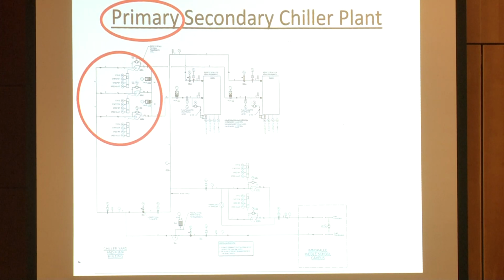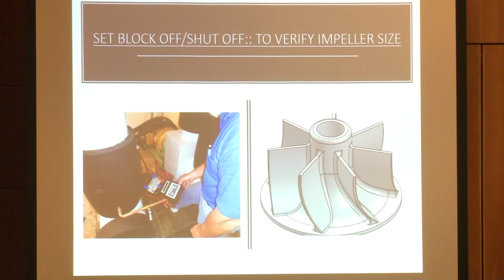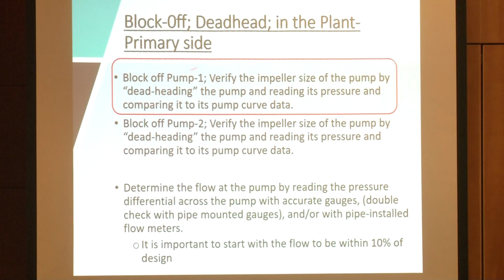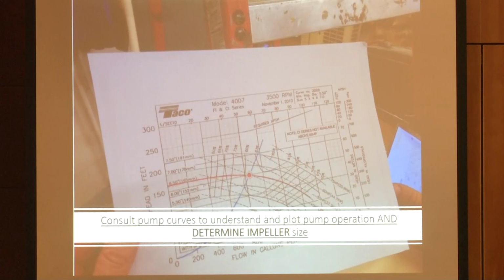So let's start with the primary. So we start with the primary pumps of the system. We do what we call the block off or the shut off to verify the impeller size. So basically all we do is we shut the valve on the discharge side of the pump and then run the pump at the normal speed, and then we look at those pressures. So we block off the pump by deadheading it, and then we compare it to the pump curve data to make sure we have the right impeller for the right pump. That's very important. The first thing we do every time.